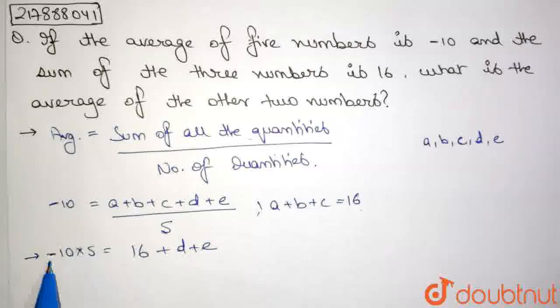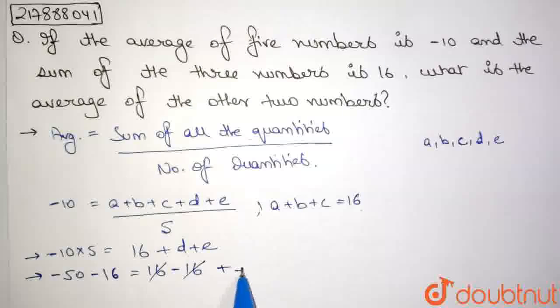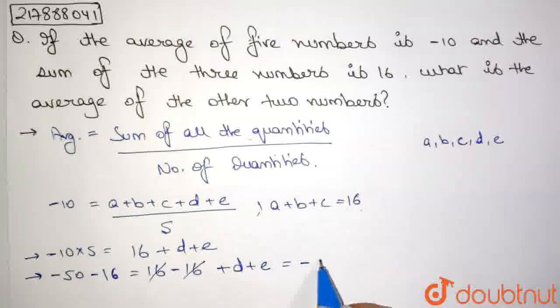Now this is going to be minus 50. If I subtract 16 from both sides, this becomes minus 50 minus 16 equals 16 minus 16, so these two cancel out, plus D plus E. That means I have the value of D plus E as minus 50 minus 16, which equals minus 66. So I have got D plus E as minus 66.